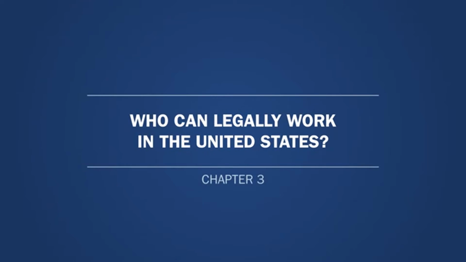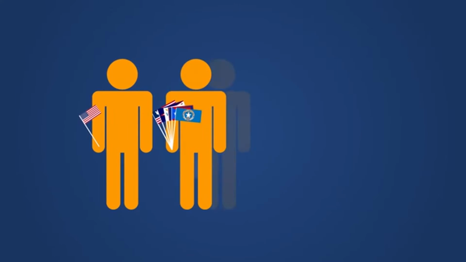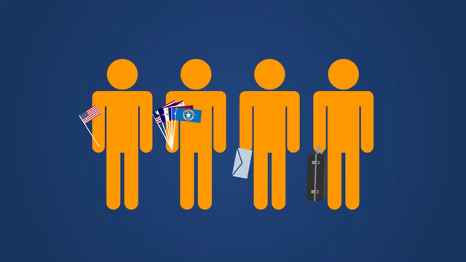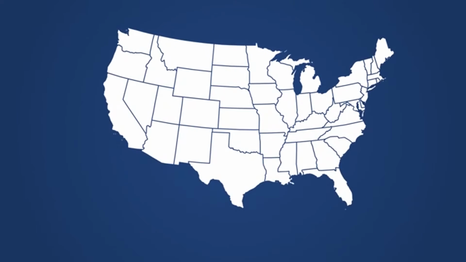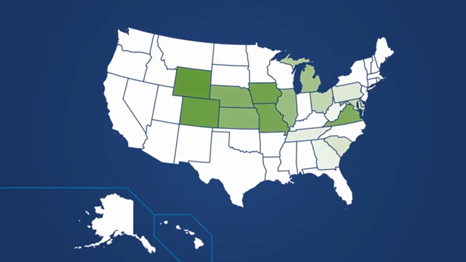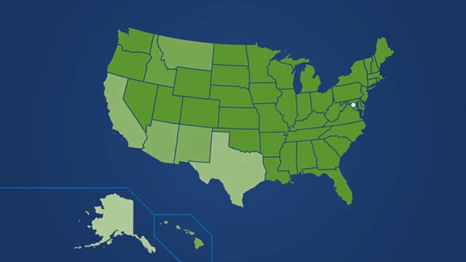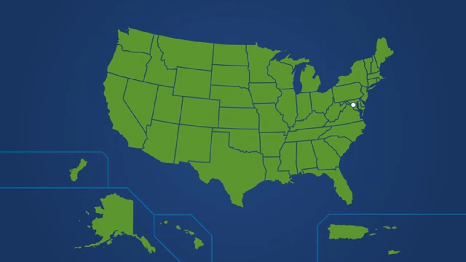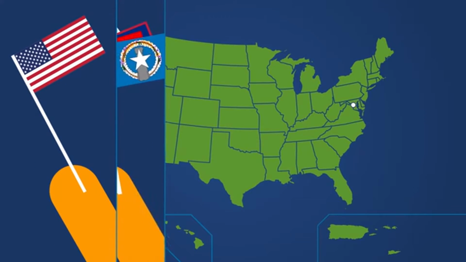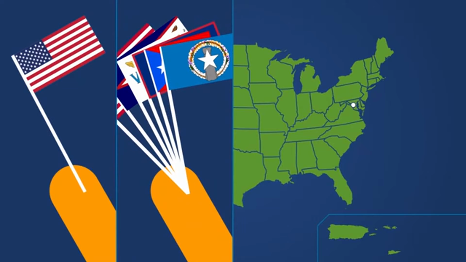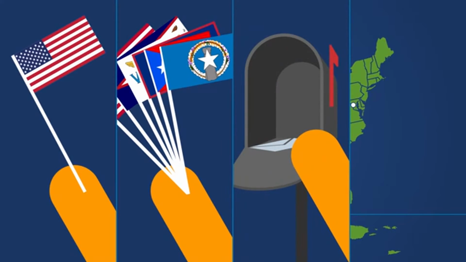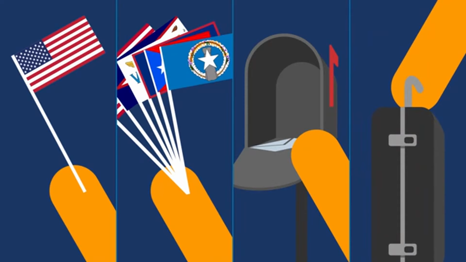So, who is authorized to work in the United States? IRCA establishes 4 categories of individuals who may legally work in the United States. For Form I-9 purposes, this includes all 50 states, the District of Columbia, Guam, the U.S. Virgin Islands, Puerto Rico, and the Commonwealth of the Northern Mariana Islands. The 4 categories are U.S. citizens, non-citizen nationals of the United States, lawful permanent residents, and aliens authorized to work.